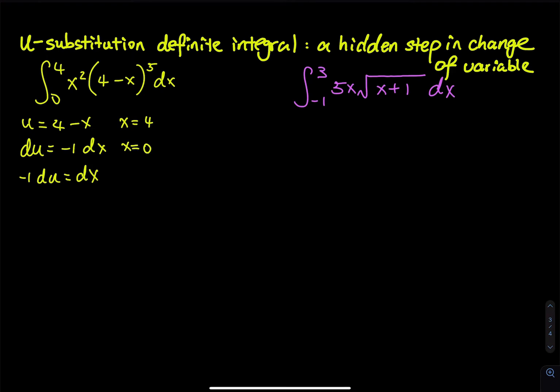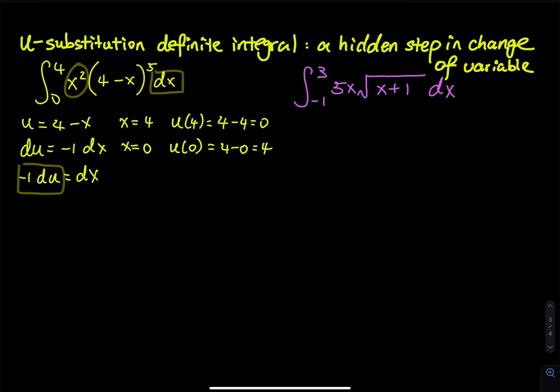So here is how we write it. u of 4 is equal to 4 minus 4, which equals 0. And then u of 0 is equal to 4 minus 0, which equals 4. Do you see that when you do the change of variable, you will replace the dx with negative 1 du, right? But this x squared is not going to be cancelled.